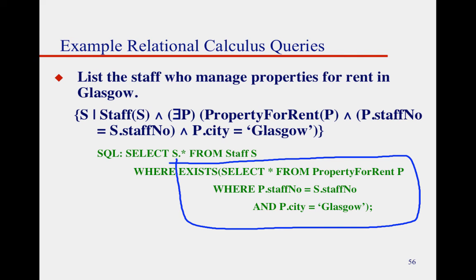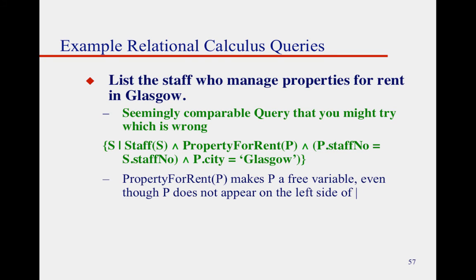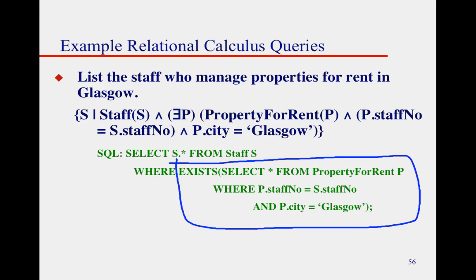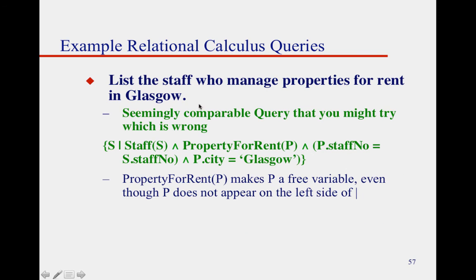Okay, we already went through this query. Now, actually, here's a common mistake. This is the right way to write the query, staff who manage properties for rent in Glasgow. So it's a semi-join. This is the wrong way to write it. It seems like it's right. S is in staff, P is in property for rent, and P dot staff number is equal to S dot staff number. This looks like a join, right? That's how you write joins in SQL, essentially. What's the problem? There is a problem here with this query.